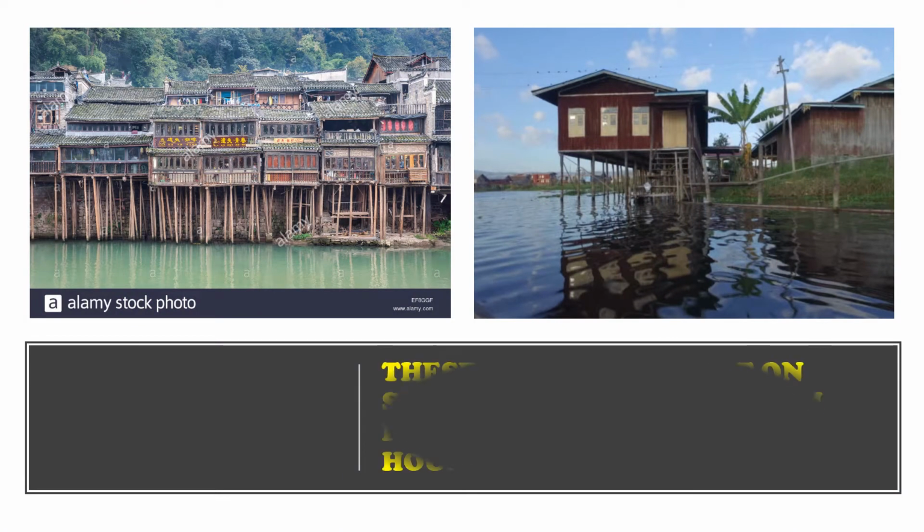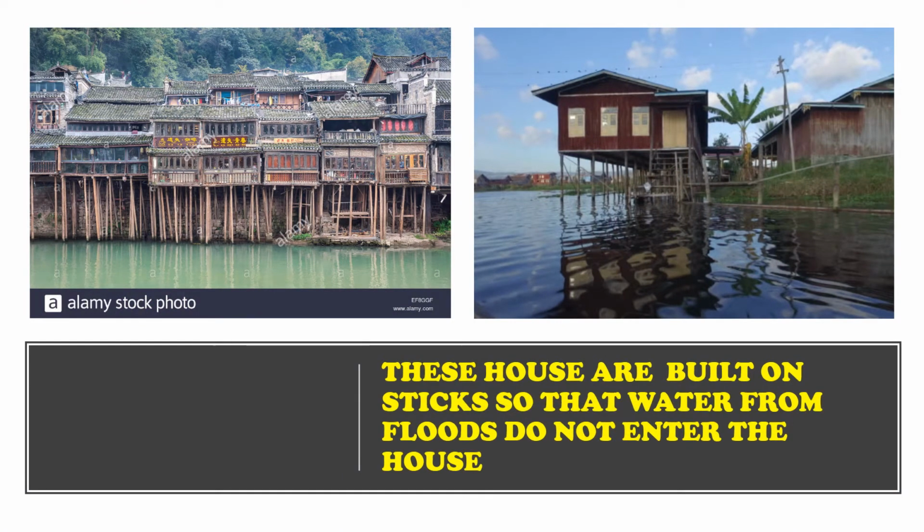And children, do you know why these houses are built on sticks? So that if it rains, the water will not go inside the house and the people inside the house will remain safe and dry. So that's why these types of houses are made on sticks. Stilt houses are mostly found where there is heavy rainfall. And if there is a lot of rain, what will happen? The water can go inside the house. So to save the people, what do they do? They build the houses on sticks.